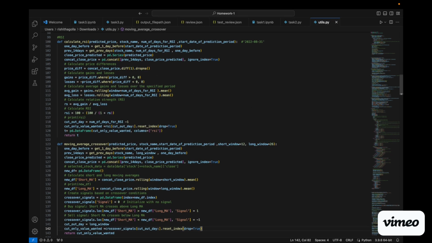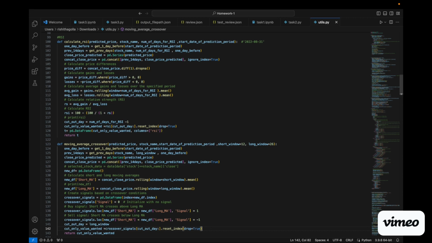The next three functions are functions to calculate three indicators. We decided to use three indicators to determine our decision to buy and sell, including calculate RSI, moving average crossover, and MACD. Now let's look at the calculate RSI function. RSI tells if a stock is oversold or overbought. This function calculates the value of RSI, which ranges from 0 to 100. When the RSI is high, reaching 70 or higher, it means that the stock is overbought. And if RSI is low, reaching 30 or lower, the stock is oversold.